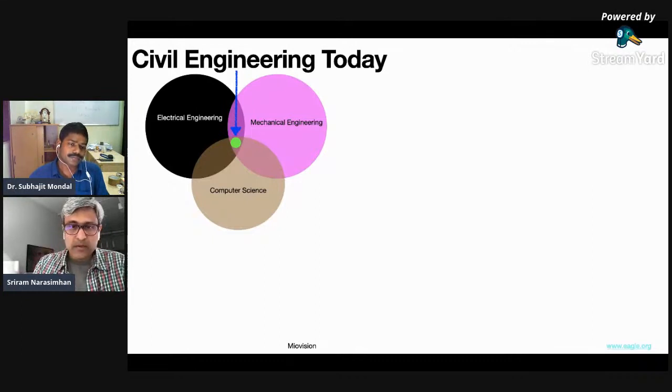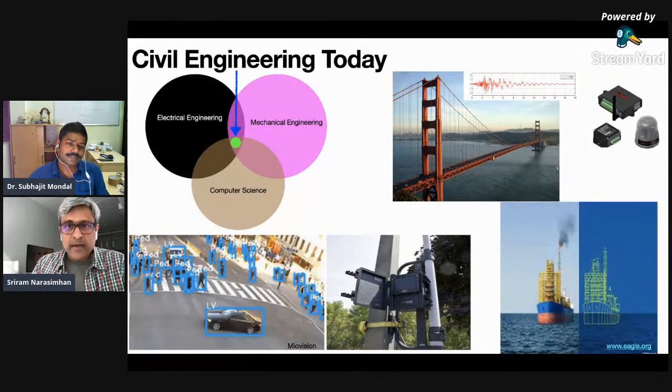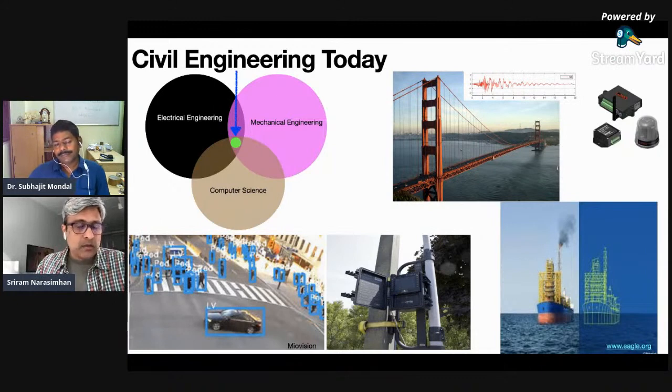So I'll give you some examples here. On the top right, that's the Golden Gate Bridge in San Francisco, in the northern part of California. This is a very heavily studied structure, and people are putting a lot of sensors to understand how they behave during earthquakes, because in that part of California, as with the southern part of California, earthquakes are a big problem.